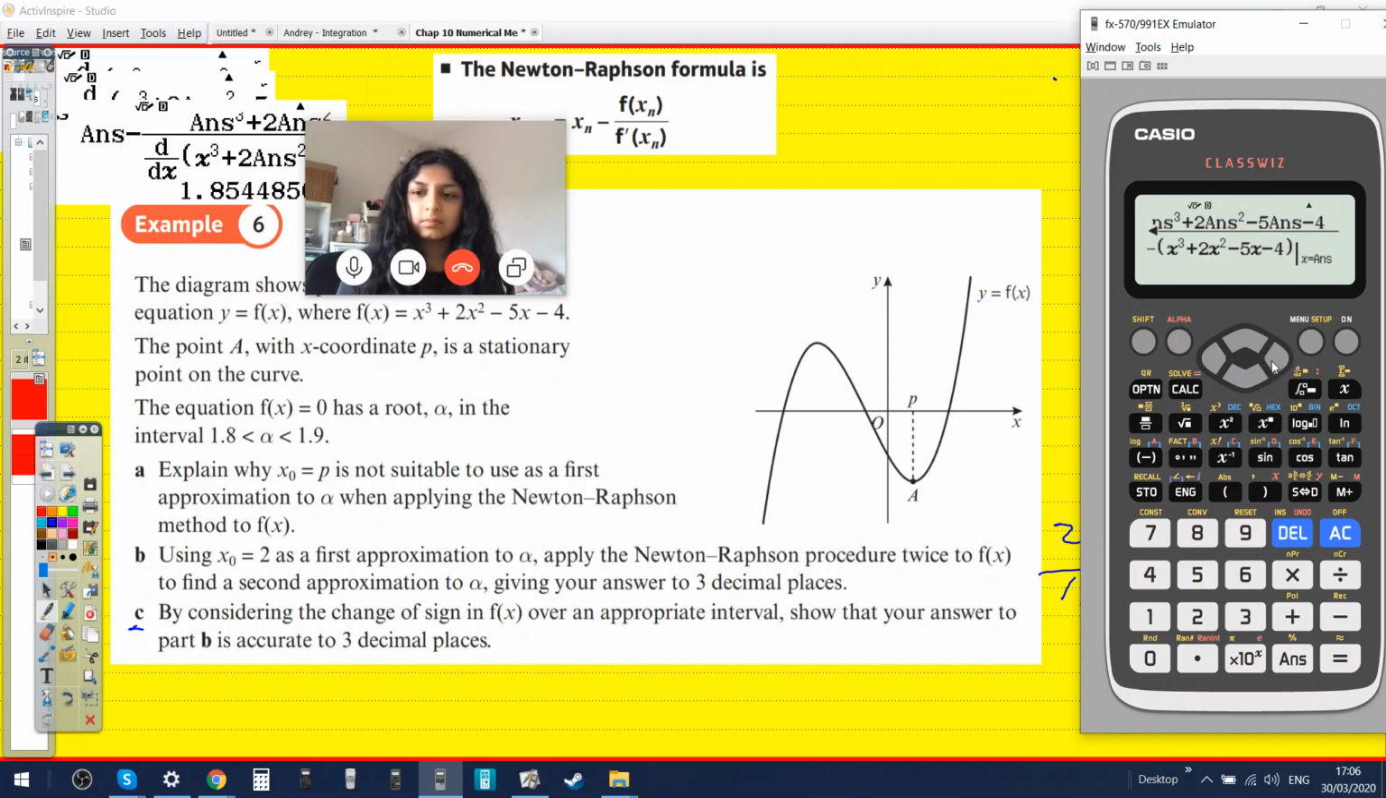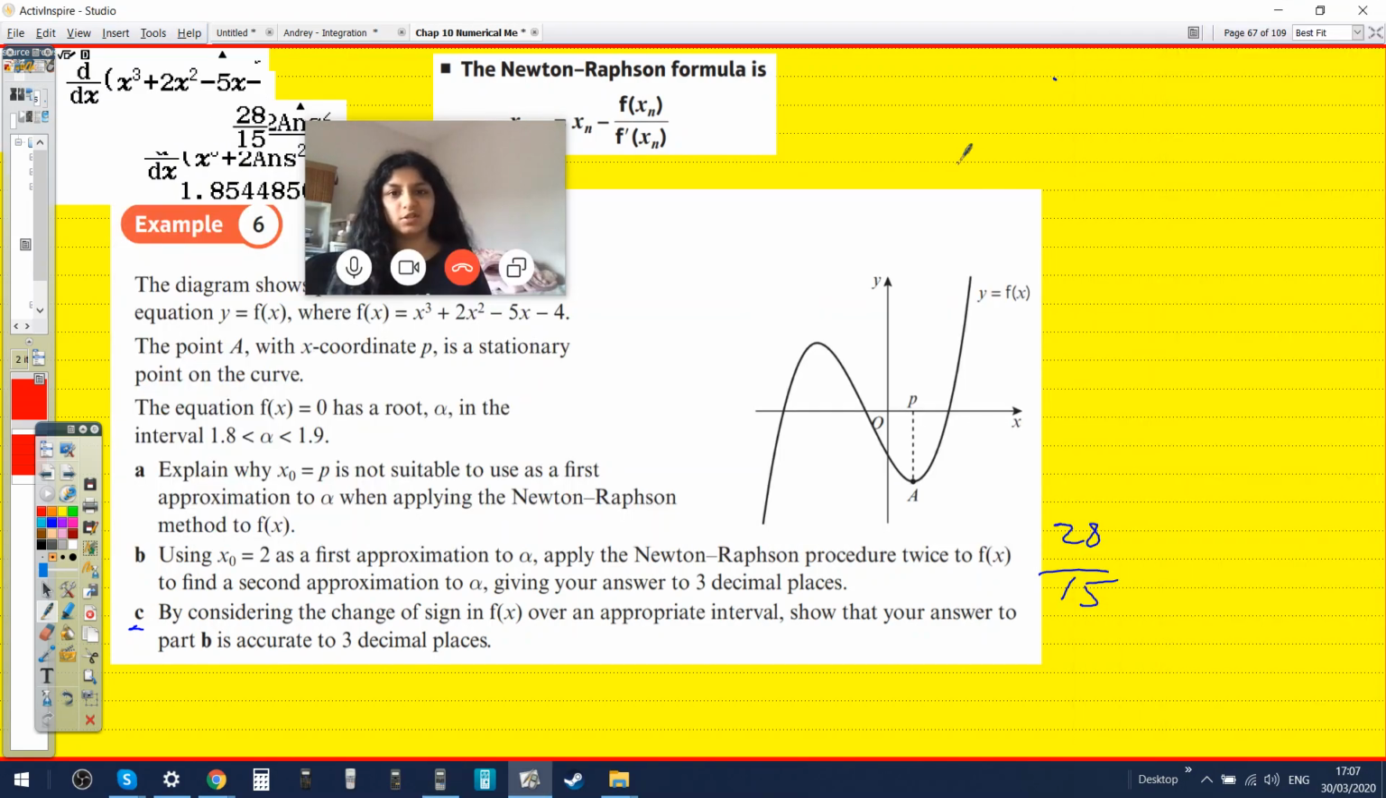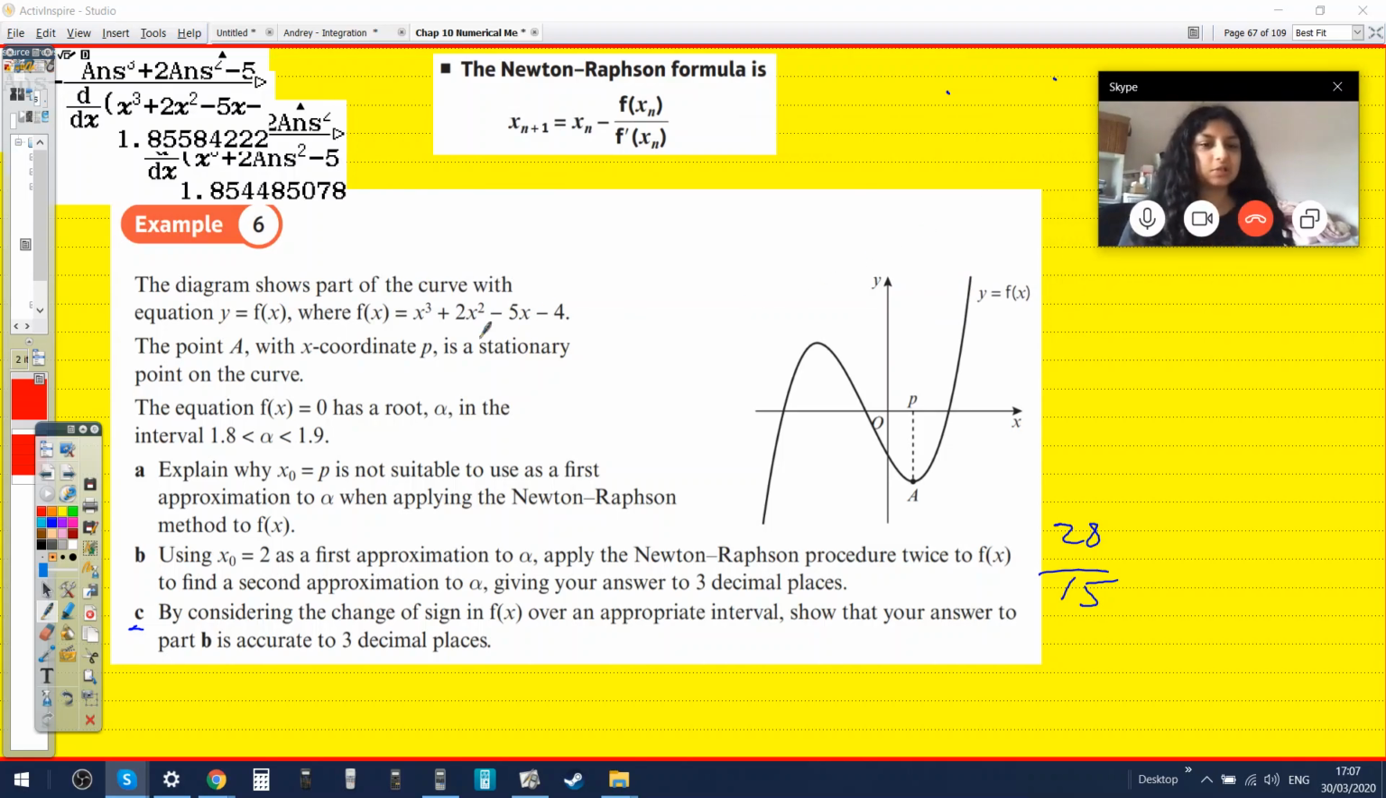And so, what would you do with those two? Oh, you put it into the Newton-Raphson formula. I don't believe so. I'm getting 28 over 15. Oh wait, do you not put it in the Newton-Raphson formula? Put it into f(x), your answer for part B. I believe you put it into f(x). Yeah, into f(x). And then you'd have a sign change.